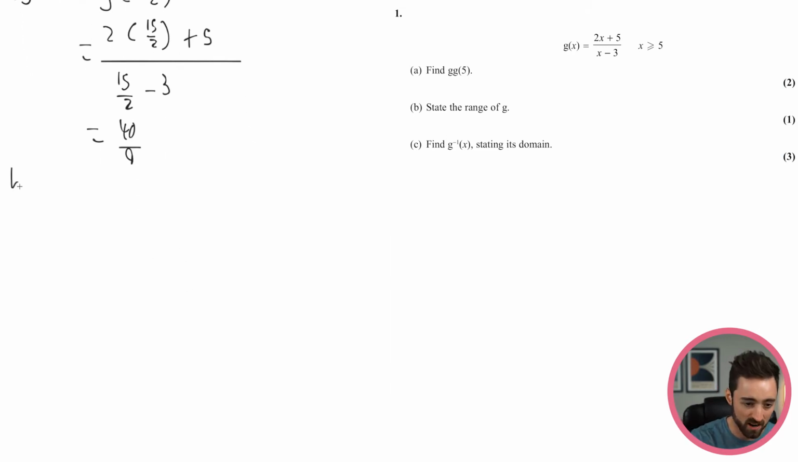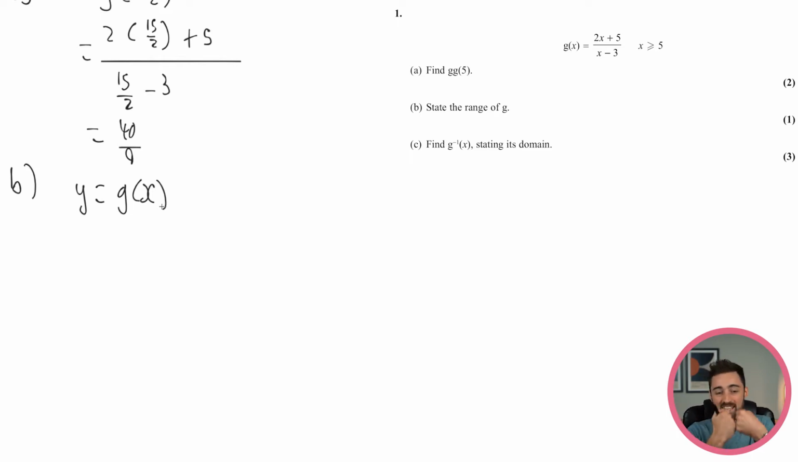So, one marker, there's actually probably a bit more than a mark's worth of stuff to do here. So, the range of g is essentially the different values that g can take, okay? So, for example, if we were to have y equals g of x and plot it, the range would just be the y values that this sits between. So, it says that x is defined for values greater than or equal to 5. So, that's going to be our starting point, isn't it?